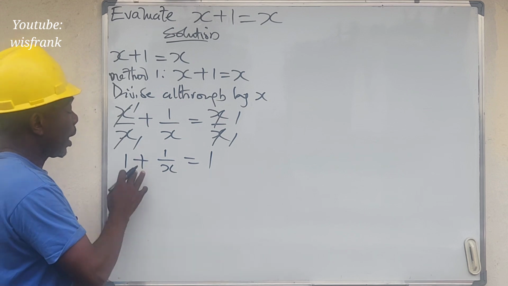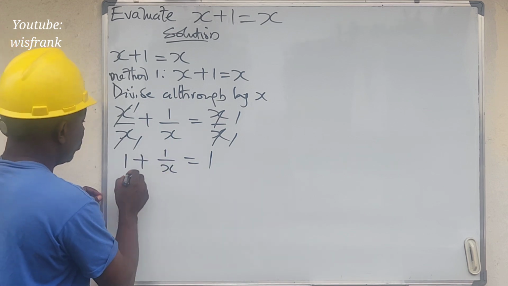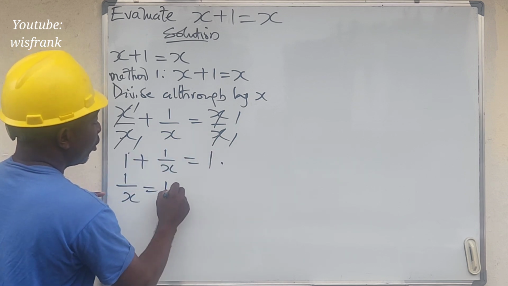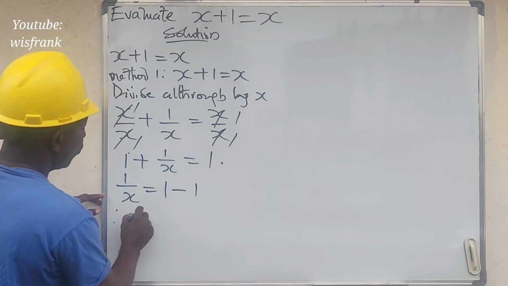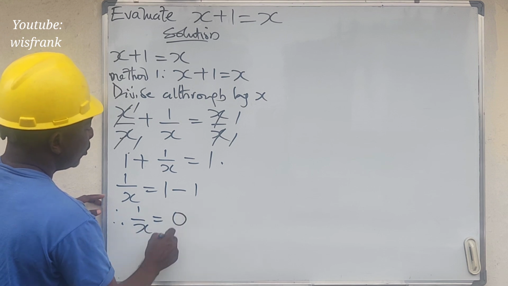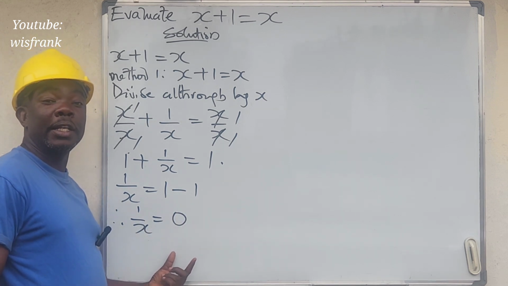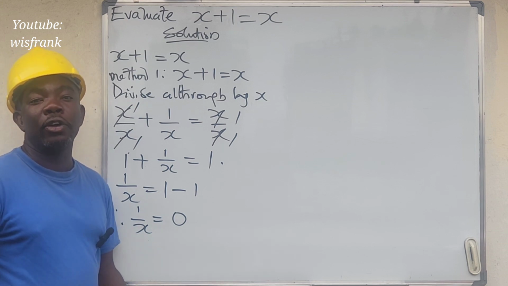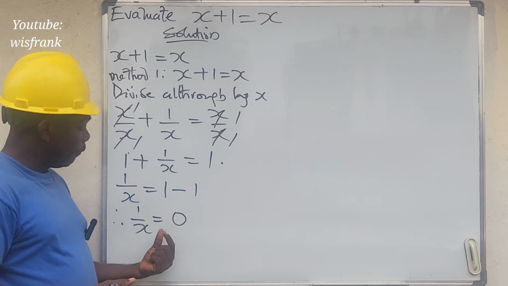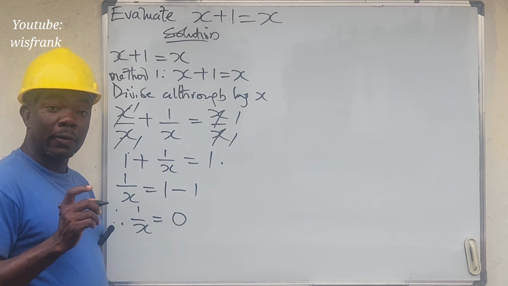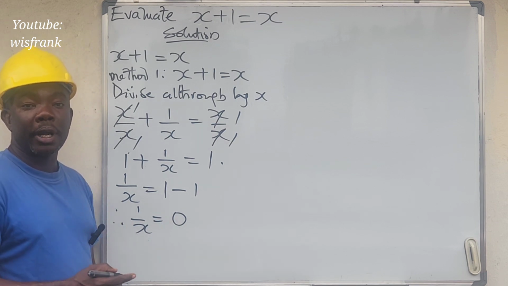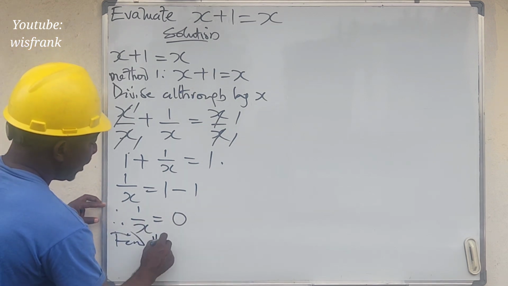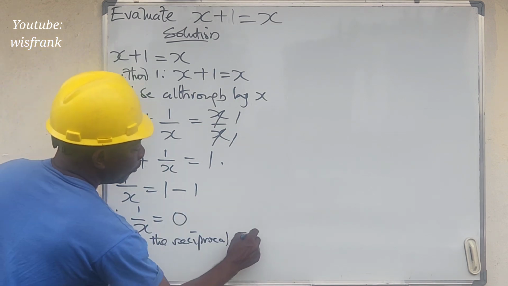From here, we can move the constant to one side. So this will become 1 all over x equals 1. When this transposes to the other side, it becomes minus 1. Therefore, we have 1 all over x equals 0. In this situation, we could divide both sides by x or multiply both sides by x, but we are not going to get anything visible. So what we are going to do now is find the reciprocal of both sides.